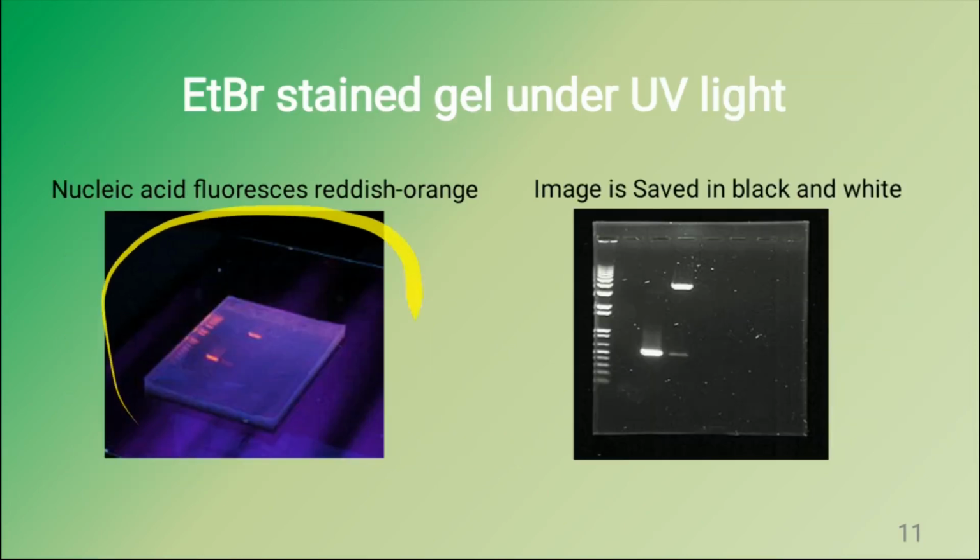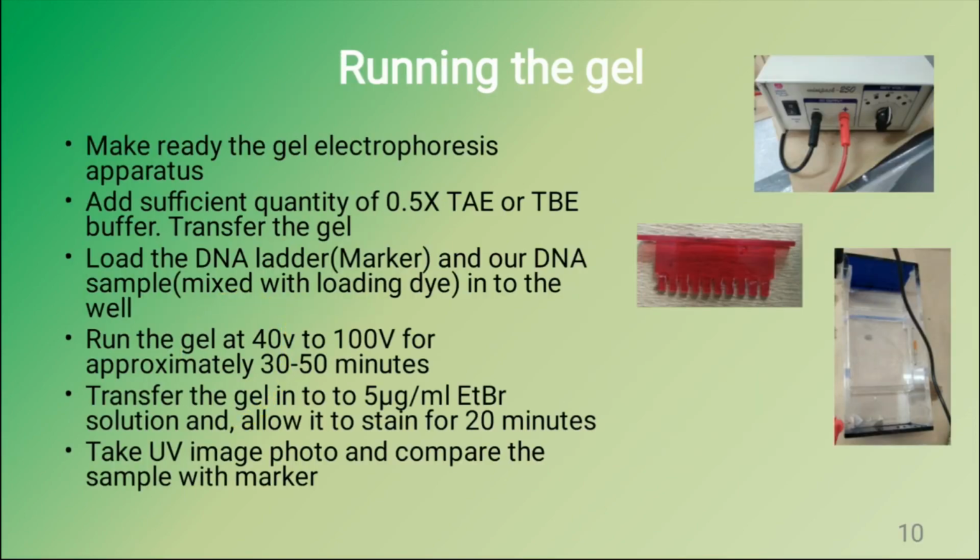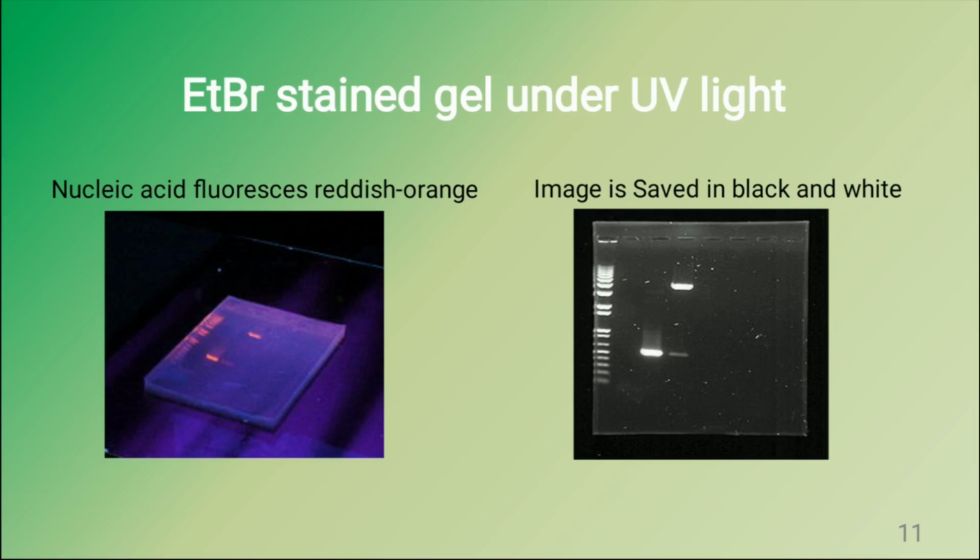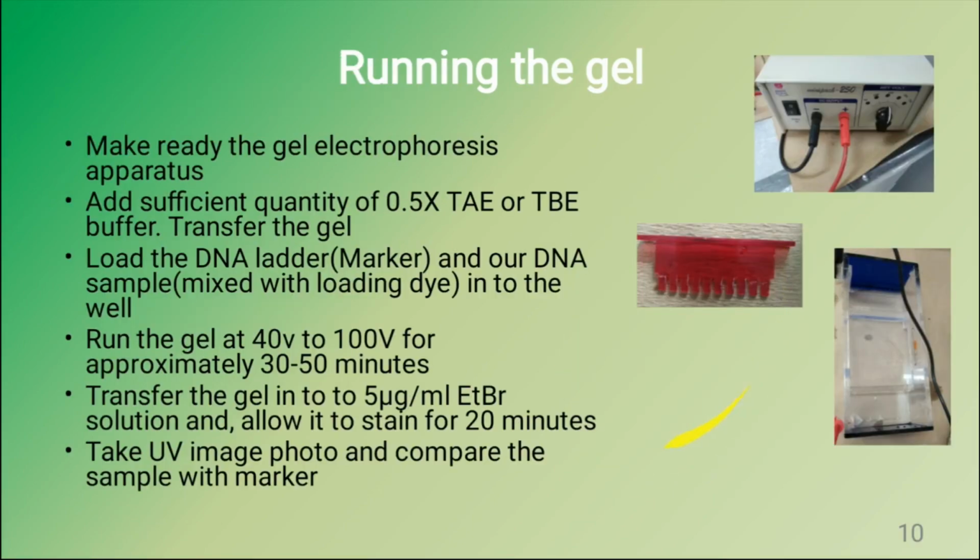So this is an example of visualization of DNA under the UV gel doc apparatus. We can see the reddish brown color, which is the ethidium bromide intercalated with the double stranded DNA, and it glows as a reddish brown band. The first lane is the DNA ladder, the second lane has one DNA fragment, and this is another DNA fragment. So this is the monochrome image of the same gel visualized in the UV transilluminator apparatus.